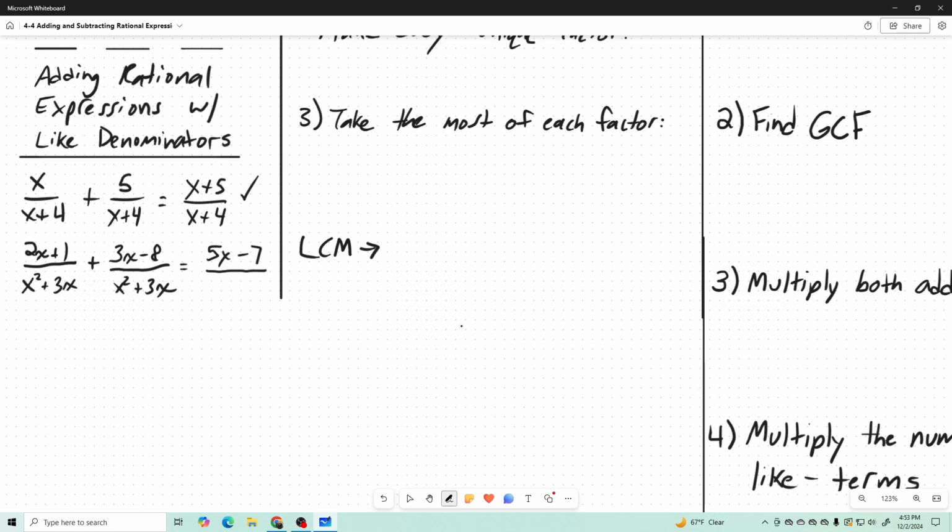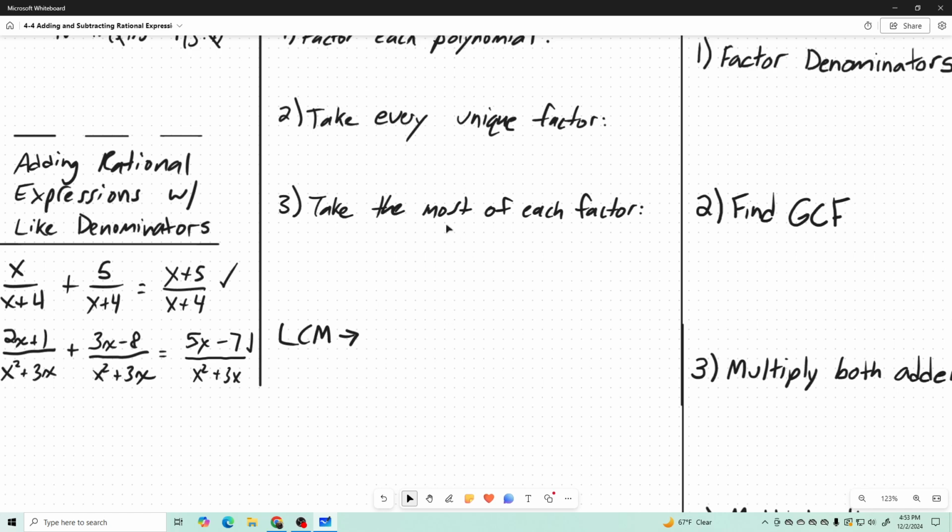And then along the bottom, we have x squared plus 3x. In x squared plus 3x, we could pull an x out of both, but ultimately there's not anything we can pull out of the top, so we're not going to have any common factors. So this is kind of it, right? The goal is to create problems that look like this. If we can make all of our expressions have like denominators, then we can simply add, and we're done. And it's that simple.